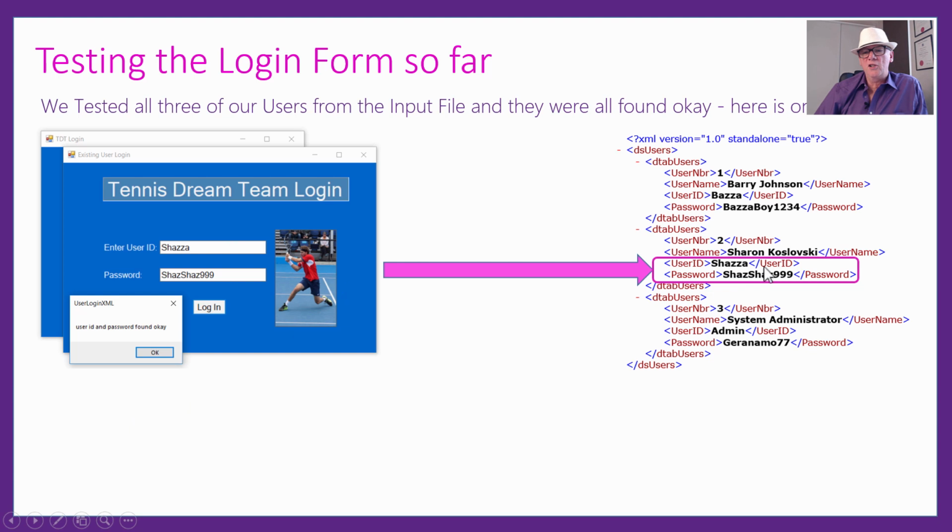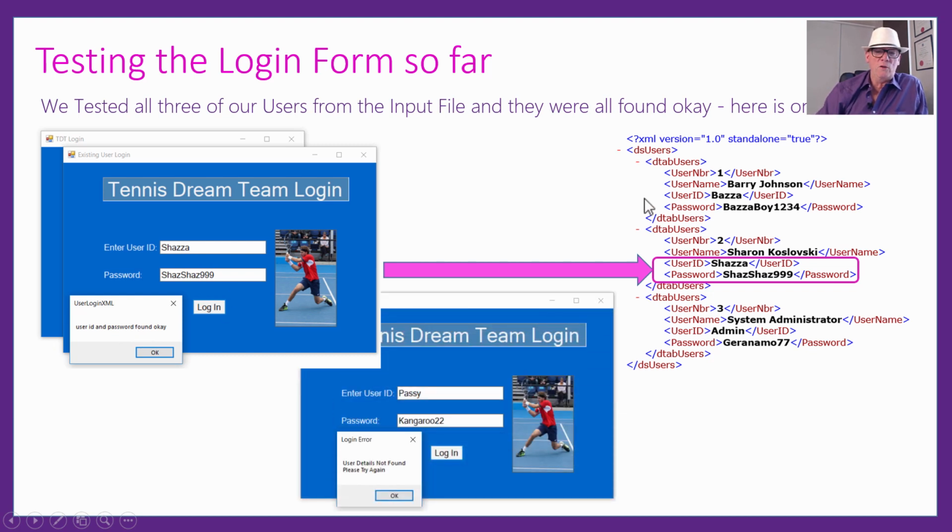So Shazza, there she is, Shazza, Shaz999, that's exactly what the details were here, perfect match, so it tells us we're okay. But if you do good old Passy with his Kangaroo 22, have a look, there's Barry, there's Sharon, there's the system administrator, there's no Passy in that authentication XML file, so it tells us user details not found, please try again. So that's great, all the code we've done so far is working, and that's really good.